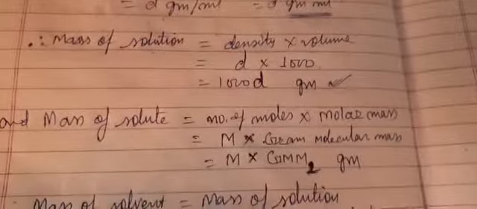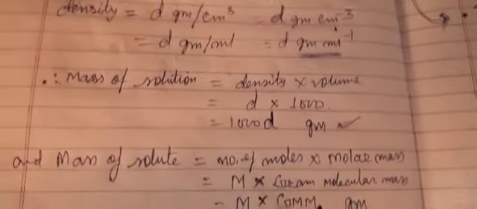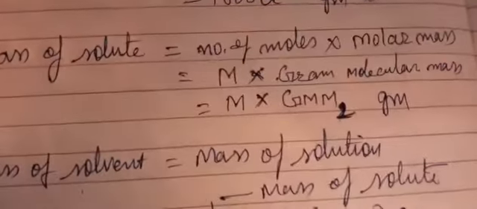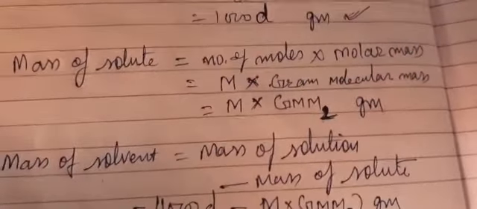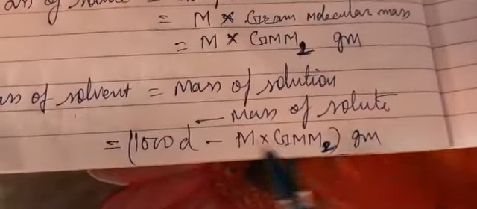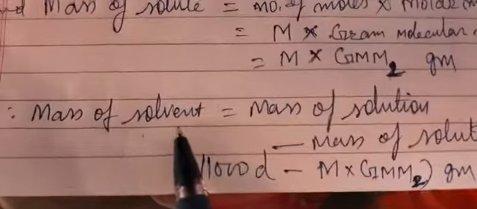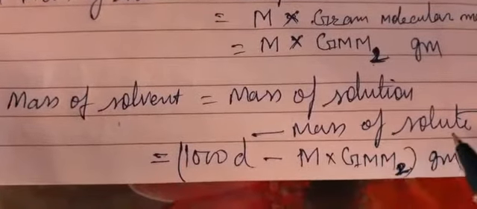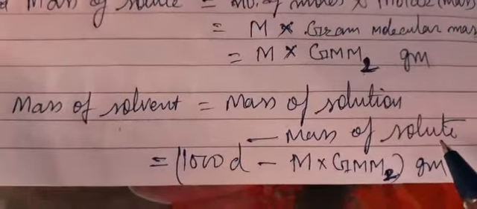So you have got the mass of the solute. You must get the mass of the solvent also. So how will we get the mass of the solvent? The total mass of the solution is the mass of solute plus the mass of the solvent. So the mass of solvent equals mass of solution minus mass of solute. Okay.